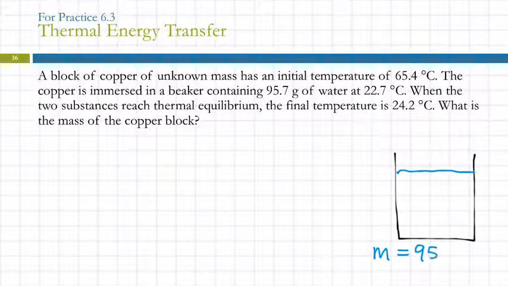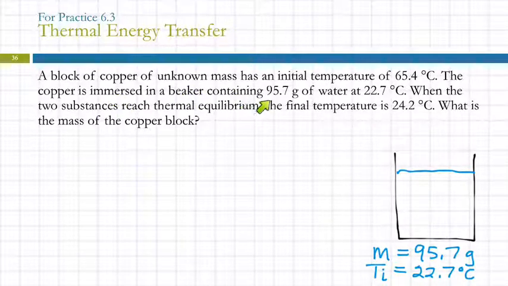95.7 grams. And what's the initial temperature of the water? 22.7 degrees Celsius. So we put the copper in a beaker containing this much water at this temperature.